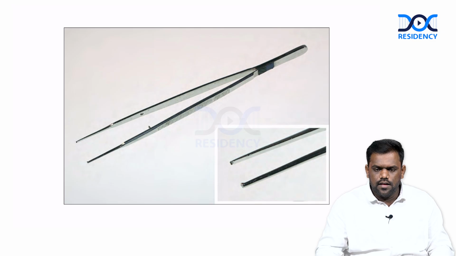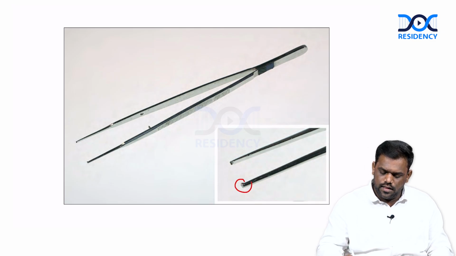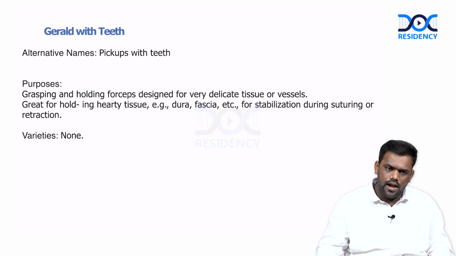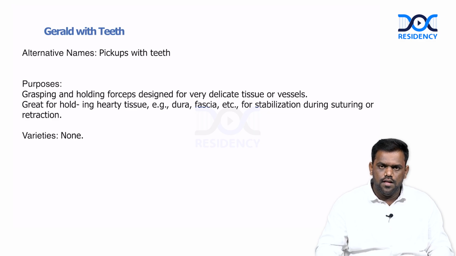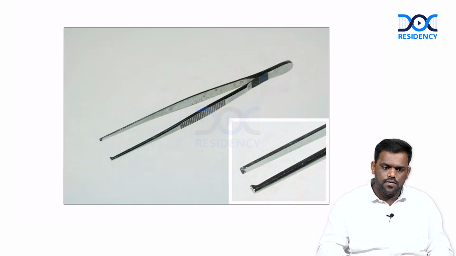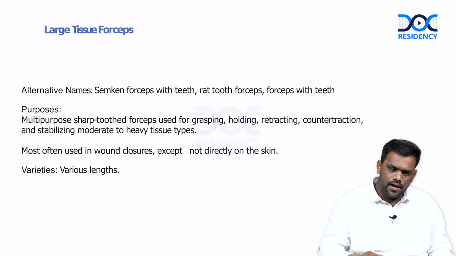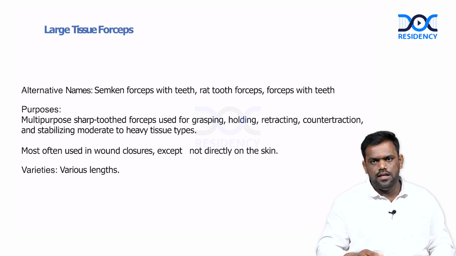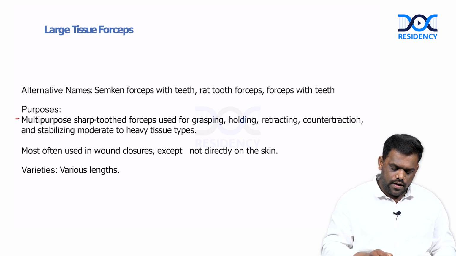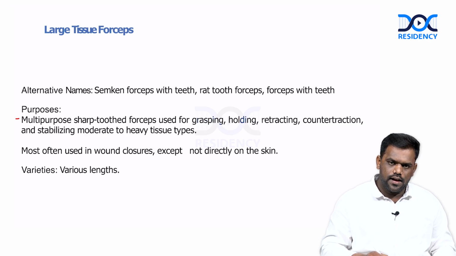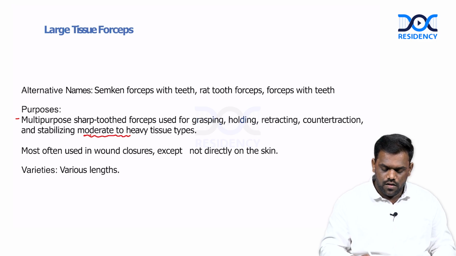So identify this forceps. It is having tooth serrations. So it is a Gerald with teeth, and it picks up with the teeth. What you have seen before is the non-tooth forceps. Here is the tooth forceps. The alternative names are Semken forceps with the teeth, rat tooth forceps, and forceps with the teeth. It is a multi-purpose sharp-toothed forceps used for grasping, holding, retracting, counter traction, and stabilizing moderate to heavy tissue types.